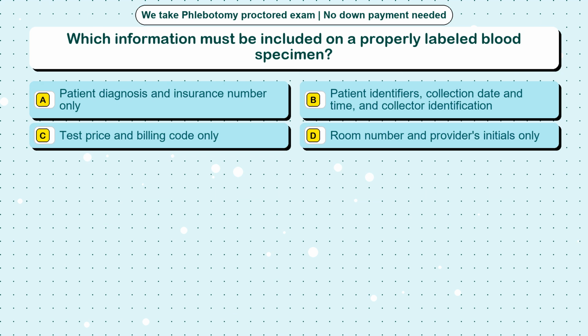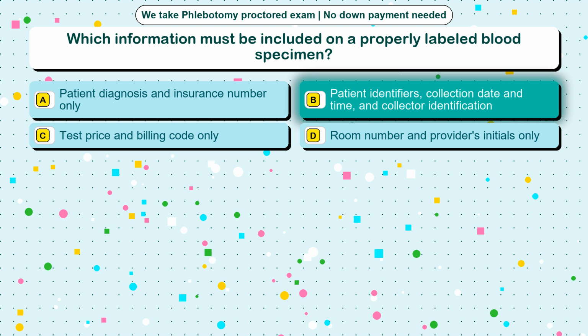Question 90. Which information must be included on a properly labeled blood specimen? Option A, patient diagnosis and insurance number only. Option B, patient identifiers, collection date and time, and collector identification. Option C, test price and billing code only. Option D, room number and provider's initials only.